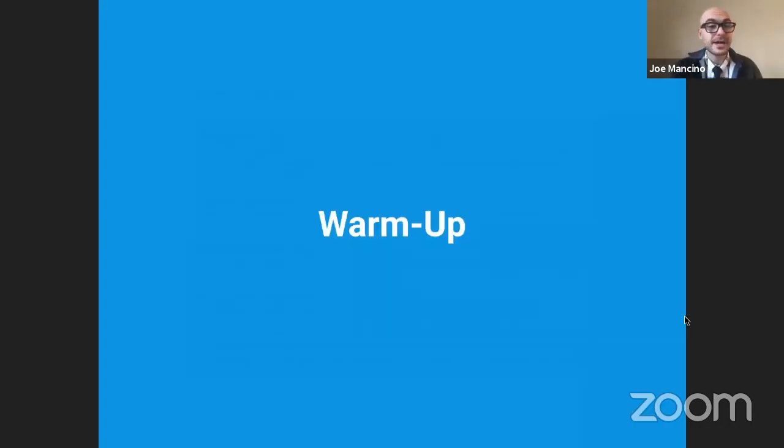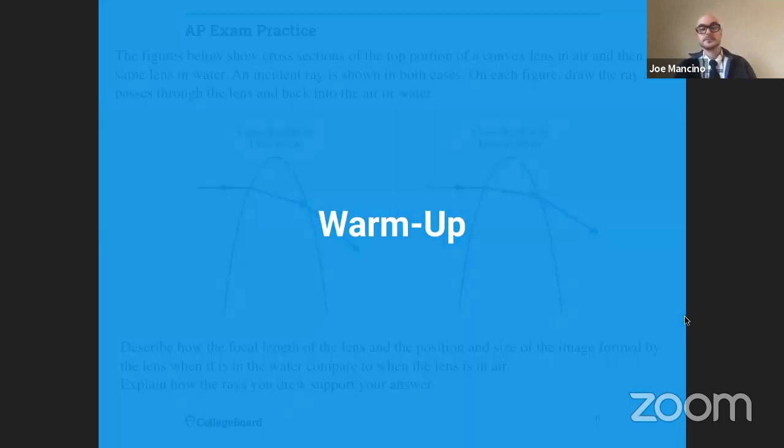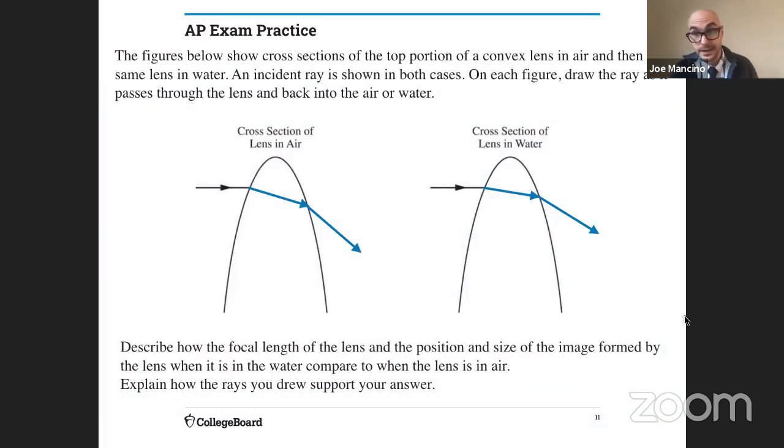Okay, now it's time for a quick warm-up. We're going to start with where we left off last class. So I had hoped that you would take a screenshot of this one on Friday afternoon. The figures below show cross-sections of the top portion of a convex lens in air, and then the same lens in water. An incident ray was shown in both cases, and your job was to trace the ray as it passed through the lens and then exited back into the original medium.